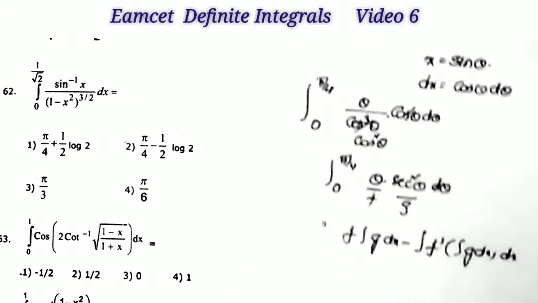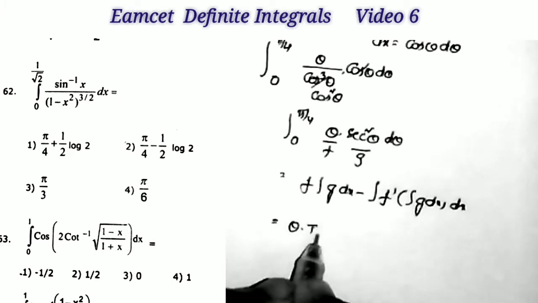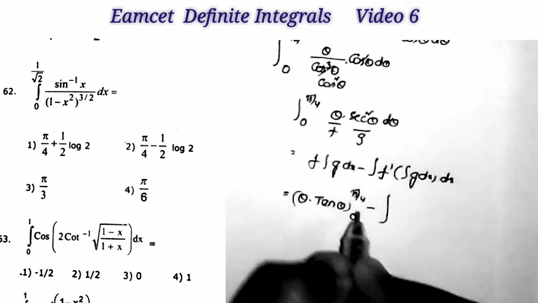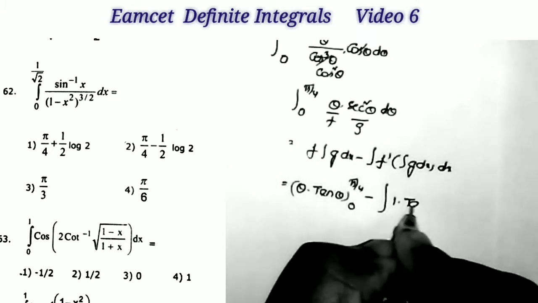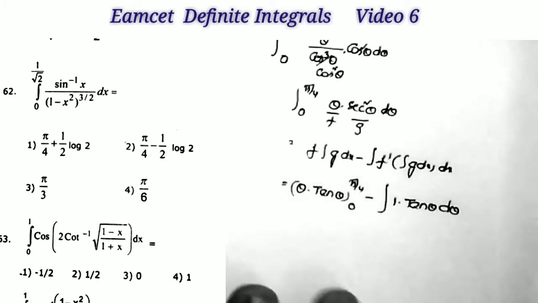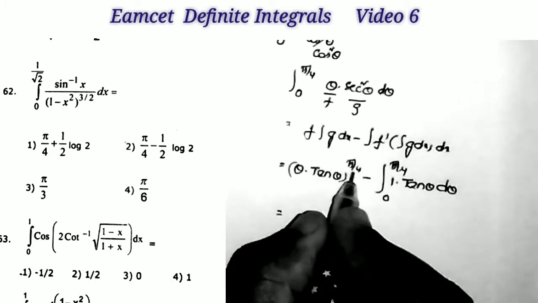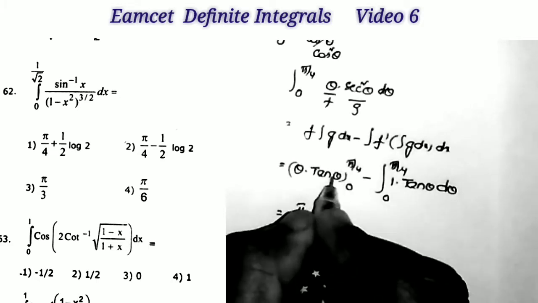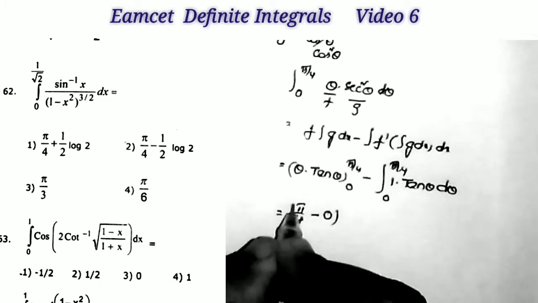Now replacing the values in this formula. What is f? Theta into the integral of secant square theta, which is equal to tan theta, where the limits are 0 to pi by 4, minus the integral of f dash theta, whose derivative is equal to 1, and the integral of secant square theta is equal to tan theta, into d theta, where the limits are 0 to pi by 4. Now replacing the limits in the first answer first: pi by 4 into tan pi by 4, that is pi by 4 into 1, minus 0 into tan 0, that is 0.